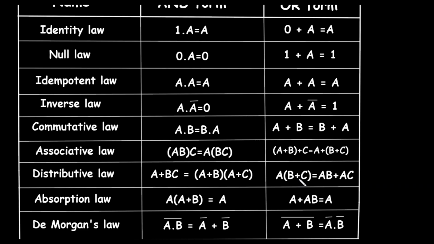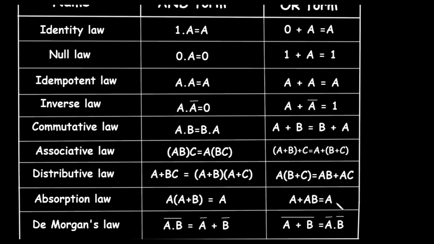This one looks a little strange to us from regular math, but it's perfectly valid in Boolean logic. It's a key tool for simplifying expressions. Then next is absorption law. This is a powerful simplification shortcut. It says that a more complex expression can sometimes be absorbed into a simpler one. So here for OR form, A plus AB is equal to A.